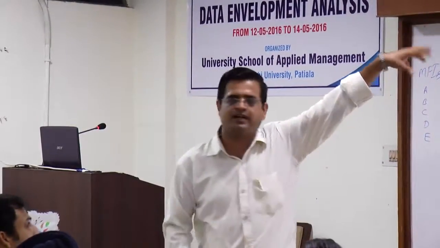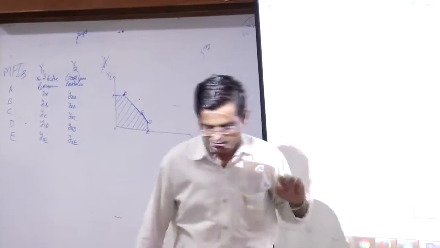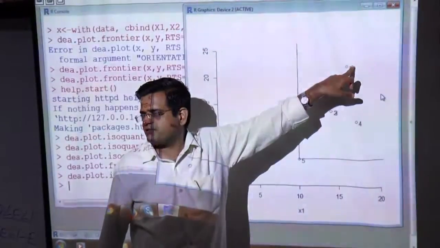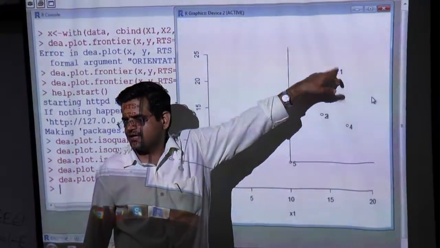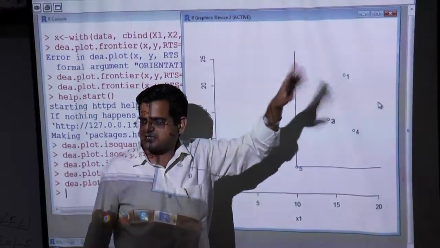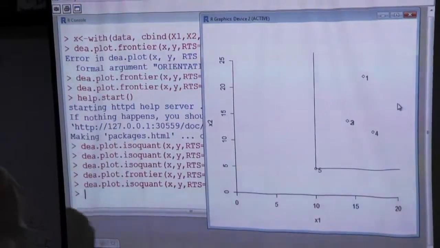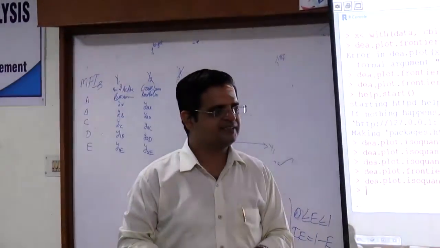From here you can also identify outliers. For example, see, one is far away from this scatter. A decision-making unit which is far away from the scatter is generally an outlier.